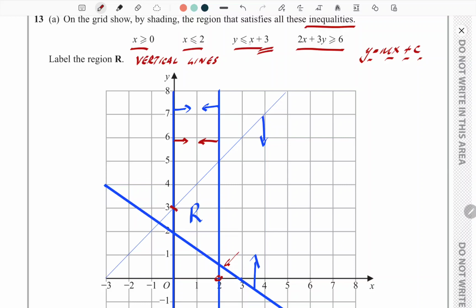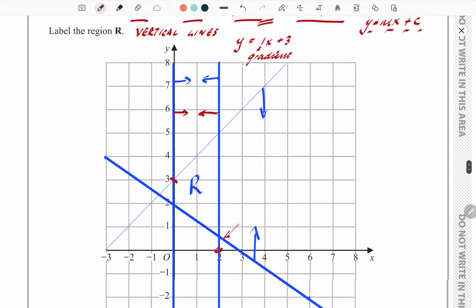And the gradient of x is 1. When there's no coefficient, that effectively is the same as a line that is 1 times x plus 3. So the gradient is 1. So 1 across, 1 up, and so on. So that line is self-explanatory.